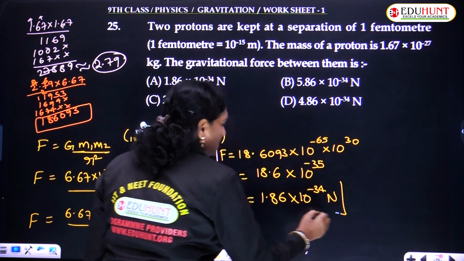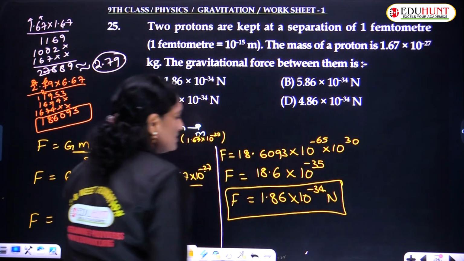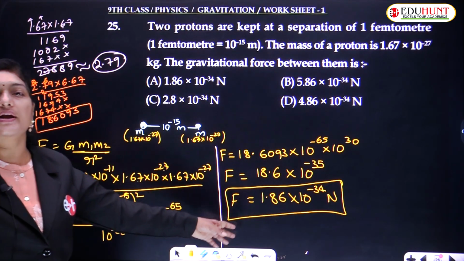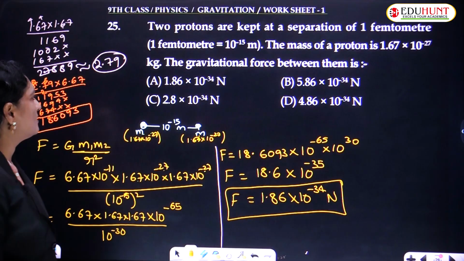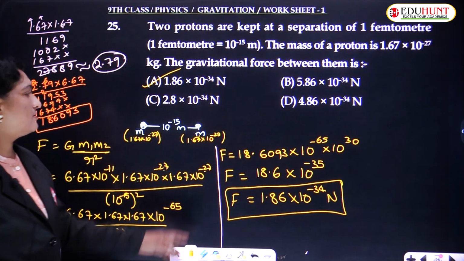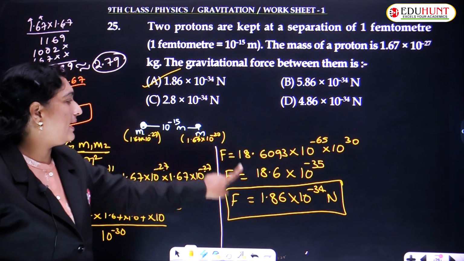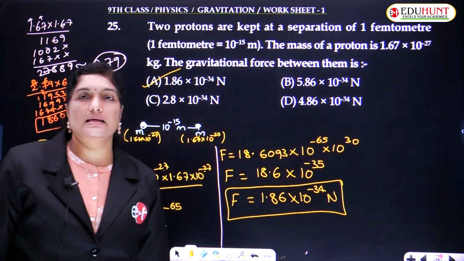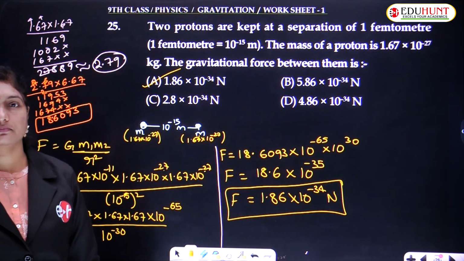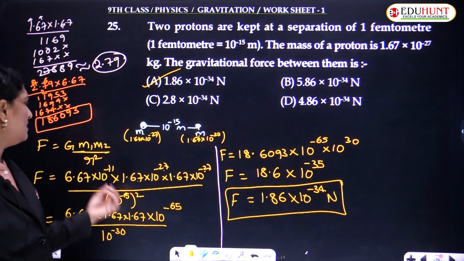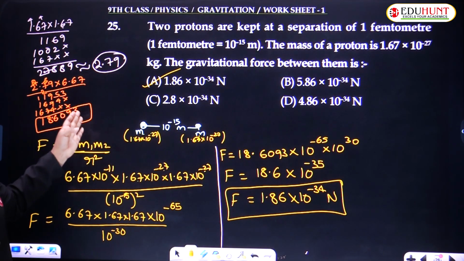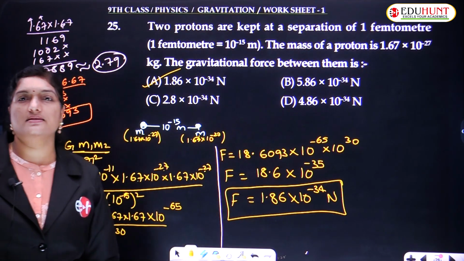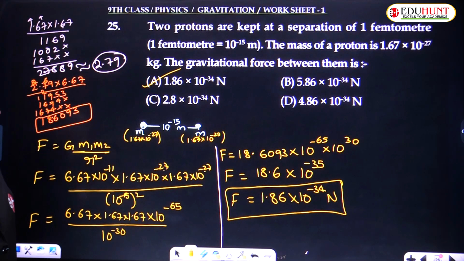So, how much is the force acting between the two protons? It will be approximately 1.86 into 10 power minus 34 Newton. And now the correct option must be option A. Children, simple formula: direct formula apply, simplify this, multiply this carefully so that you can get the exact answer as 1.86 into 10 power minus 34 Newton.